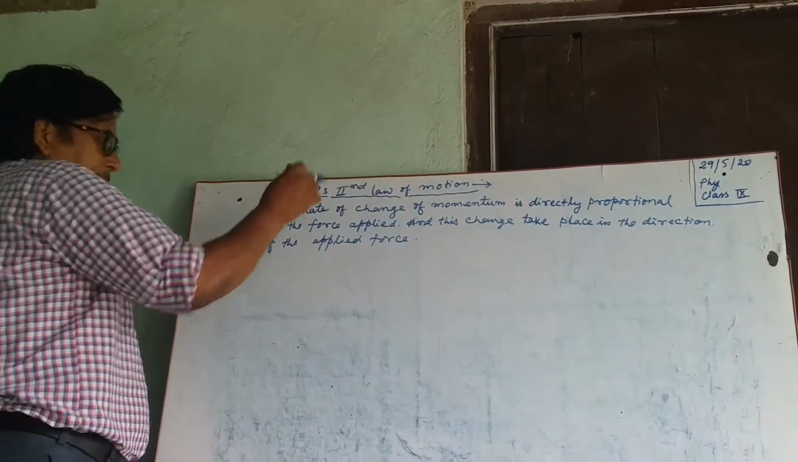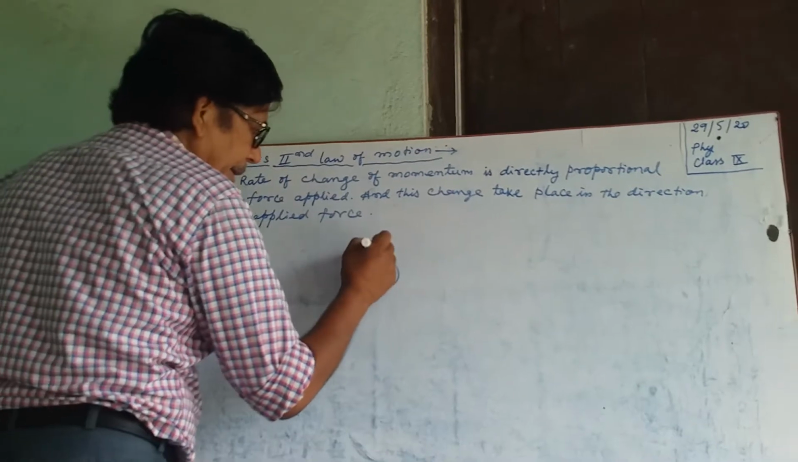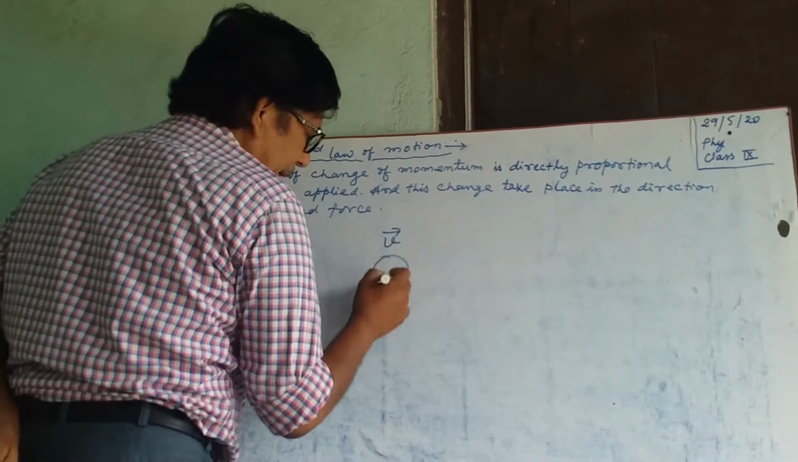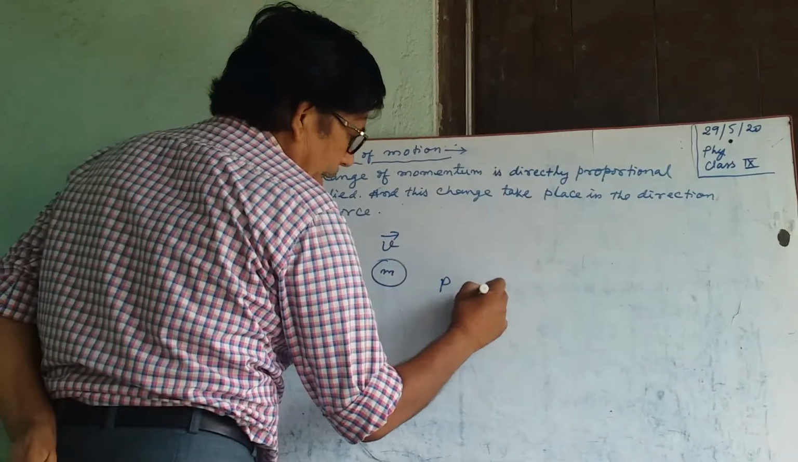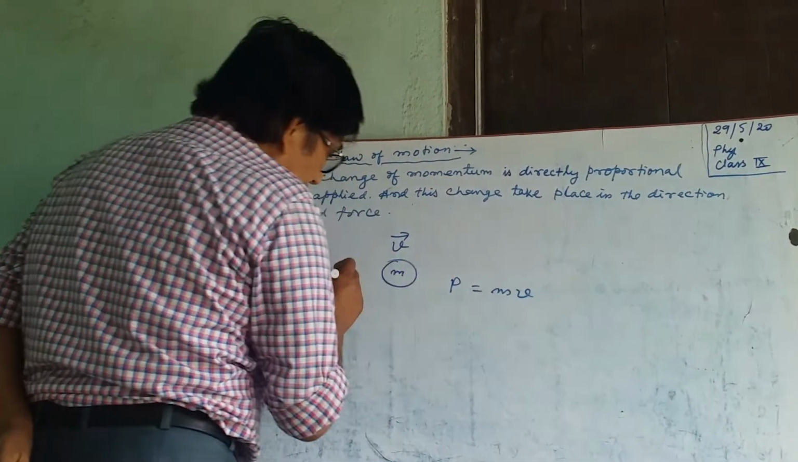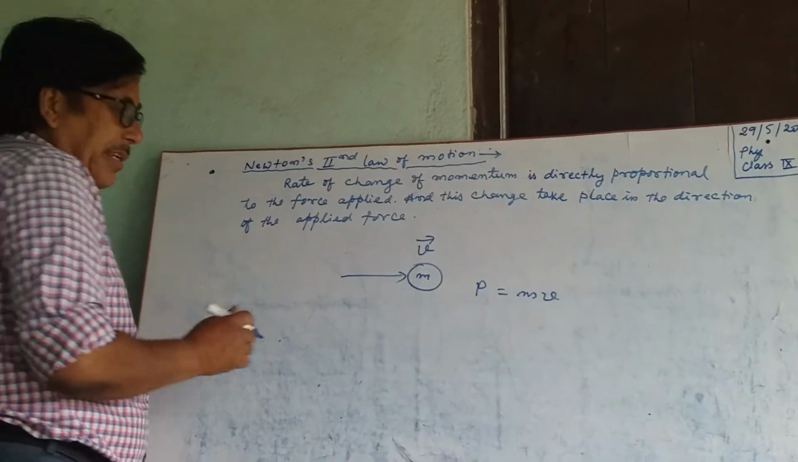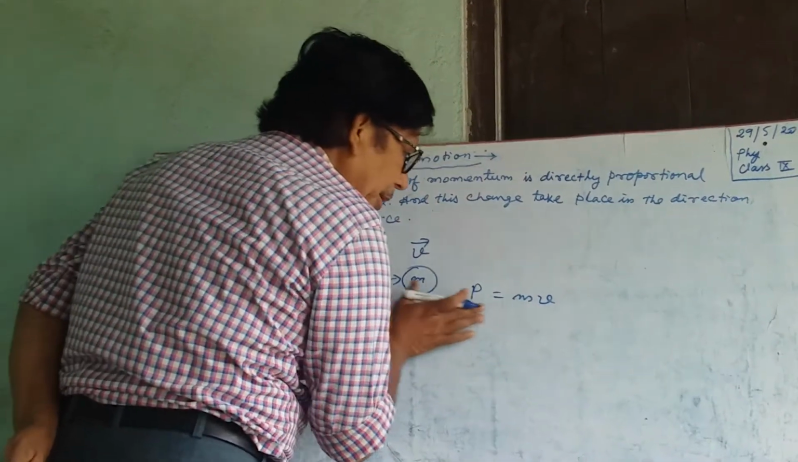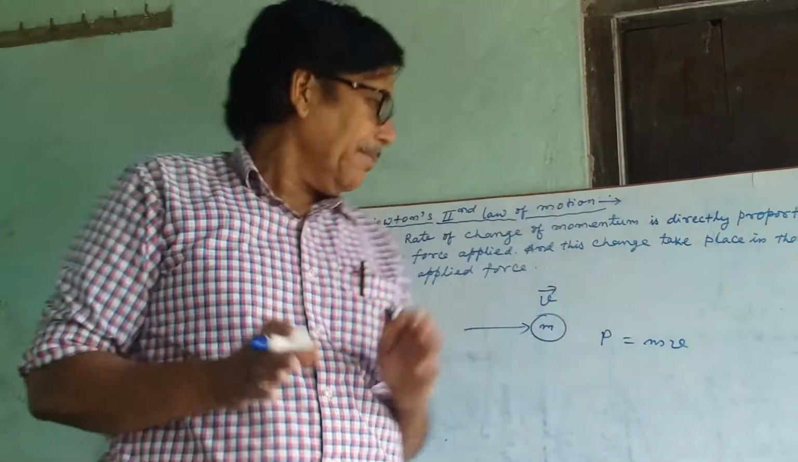Let's say this is a body moving with velocity v and its mass is m. Its momentum will be equal to mv. If we apply force in any direction, eastward, westward, the change in momentum also takes place in the same direction in which you are applying the force.